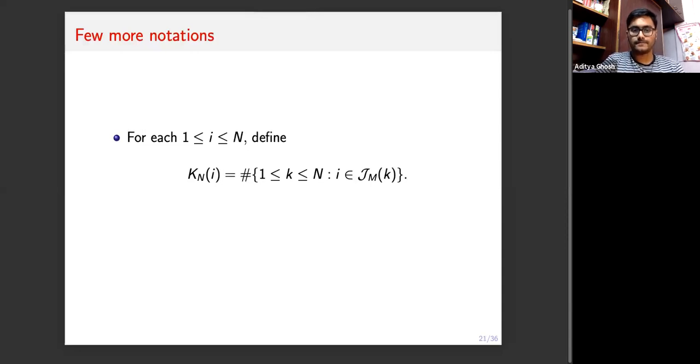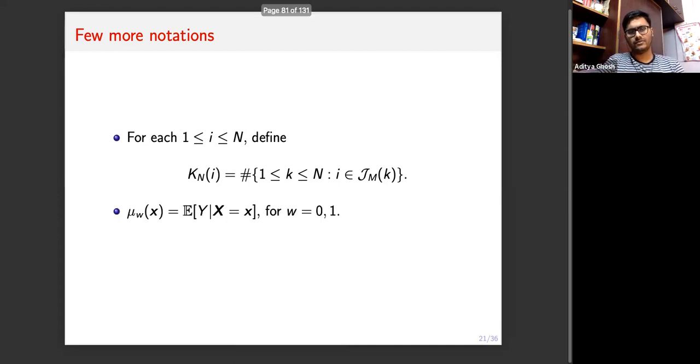So just a few more notations. For each treatment I, Kni denotes the number of times the ith unit will be used as a match, will be used in the matching. For each unit, it can be used multiple times, right? It can be closest to some other units in the other pool multiple times. In case of matching without replacement, Kni will be 0 or 1. But in case of with replacement, this can be as large as the size of the other group.